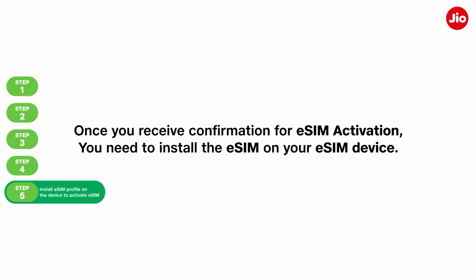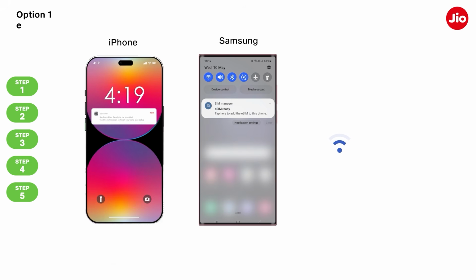Step 5. Once you receive confirmation for IVR consent, you need to install the eSIM on your eSIM device. Connect your eSIM device with Wi-Fi or hotspot. For Apple and Samsung devices, simply tap on eSIM profile received on the device and follow the steps to install the eSIM.